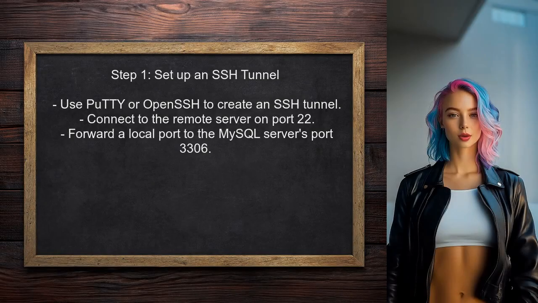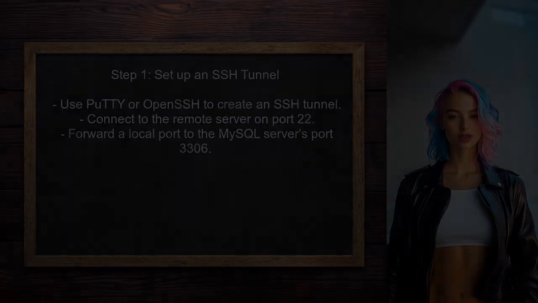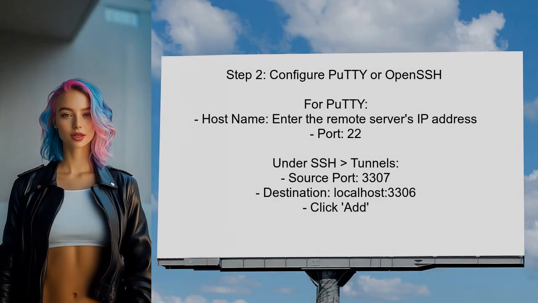To connect Power BI Desktop to a remote MySQL server that requires SSH authentication, the user should first set up an SSH tunnel. This can be done using a tool like PuTTY or OpenSSH. Next, the user needs to configure PuTTY or OpenSSH. If using PuTTY, they should enter the remote server's IP address and specify the SSH port. Then, under the SSH section, they should set up the port forwarding.